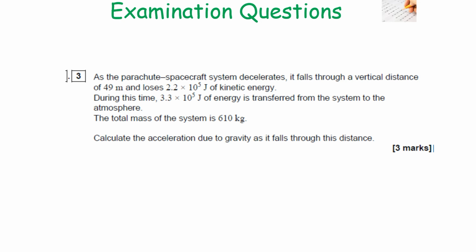Right, so how do we answer this question? The first thing you've got to be aware of is working out what the work done in our system is. So we start off with 3.3 times 10 to the 5 joules, we lose 2.2 times 10 to the 5, so therefore we've had a difference of 1.1 times 10 to the 5. So we can say that this is going to be the work done due to the movement, so that's going to be the potential energy.